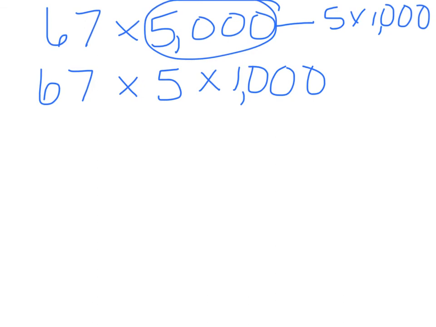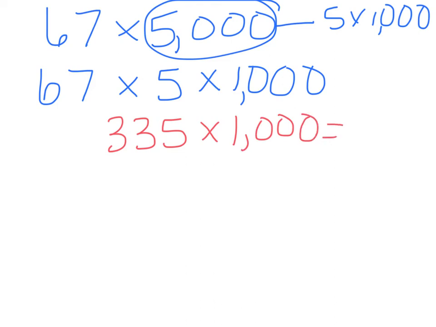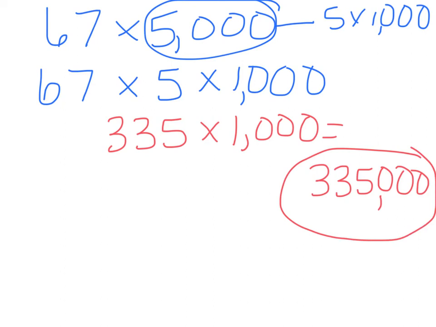67 times 5 will give us a product of 335 times 1,000. Our 1,000 rule tells us to simply add 3 zeros after our number, giving us a product of 335,000. In this example, we can see that multiplying a number by 5,000 is the same as multiplying it by 5 and then by 1,000.